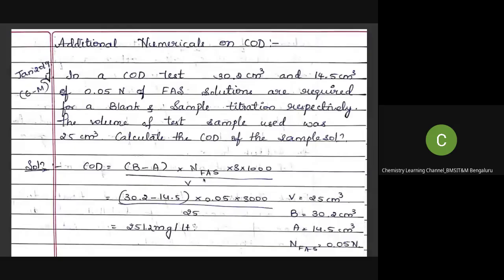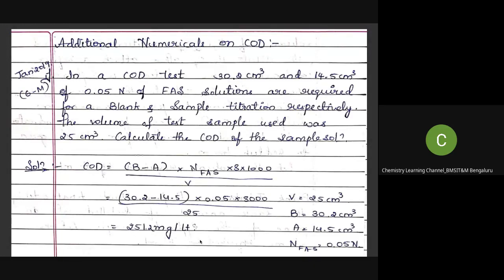Yes, you substitute. And 8 is the equivalent weight of oxygen, because for BOD and COD we are measuring the values based on the oxygen demand, because it is the amount of oxygen required for oxidizing the organic matter, right? So 8 is the equivalent weight of oxygen and 1000 because the answer is in terms of mg per liter. So substitute the values and let me know if you have got 251.2 mg per liter.